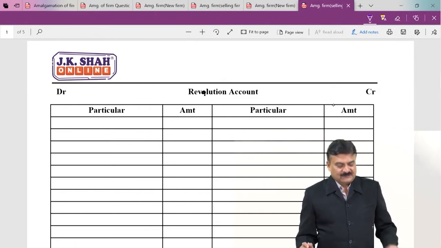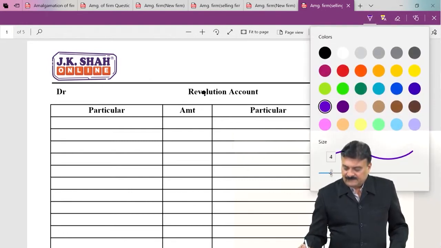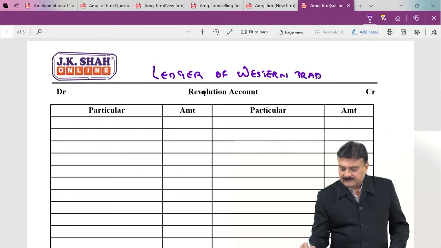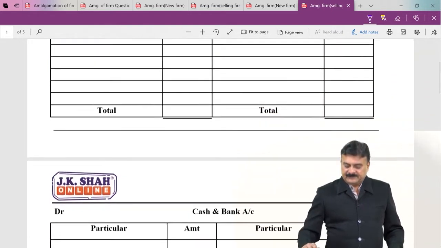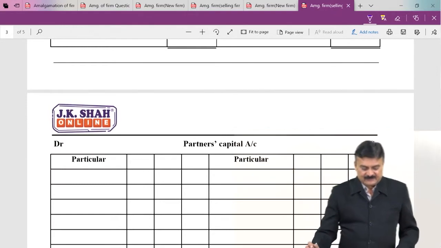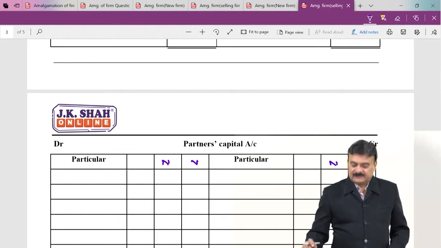First selling company is Western Trading Company. So, I will give heading here, ledger of Western Trading Company. First account, revaluation account. Second, cash bank. Third, partners capital. How many partners are there? Two partners. Who are they? Naveen and Vasant.